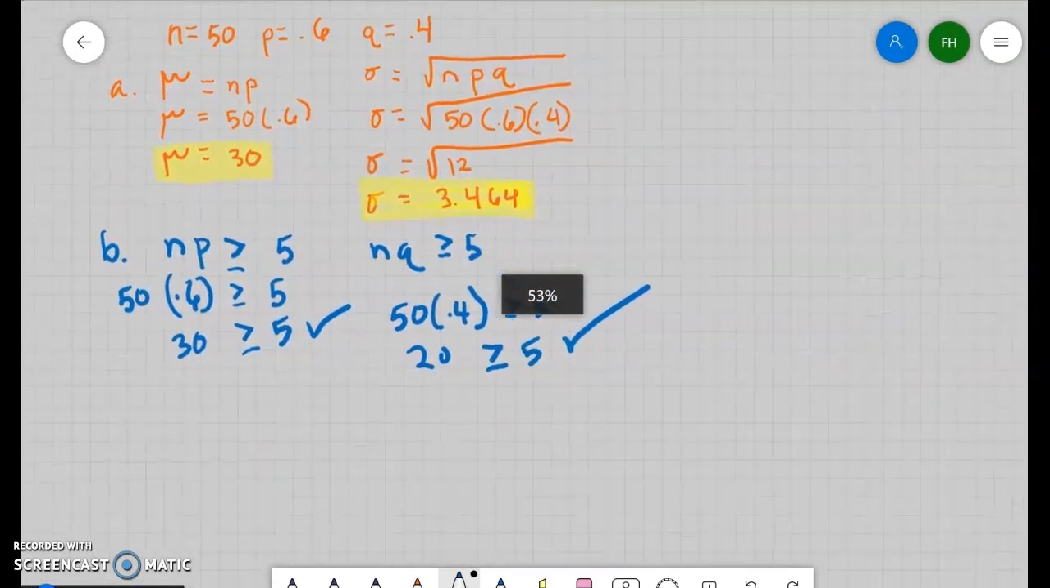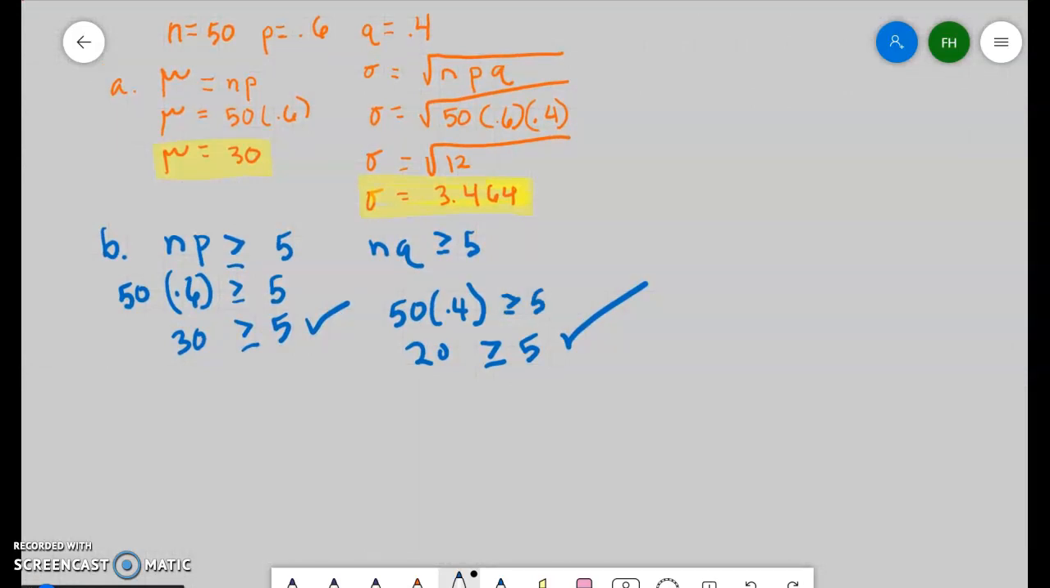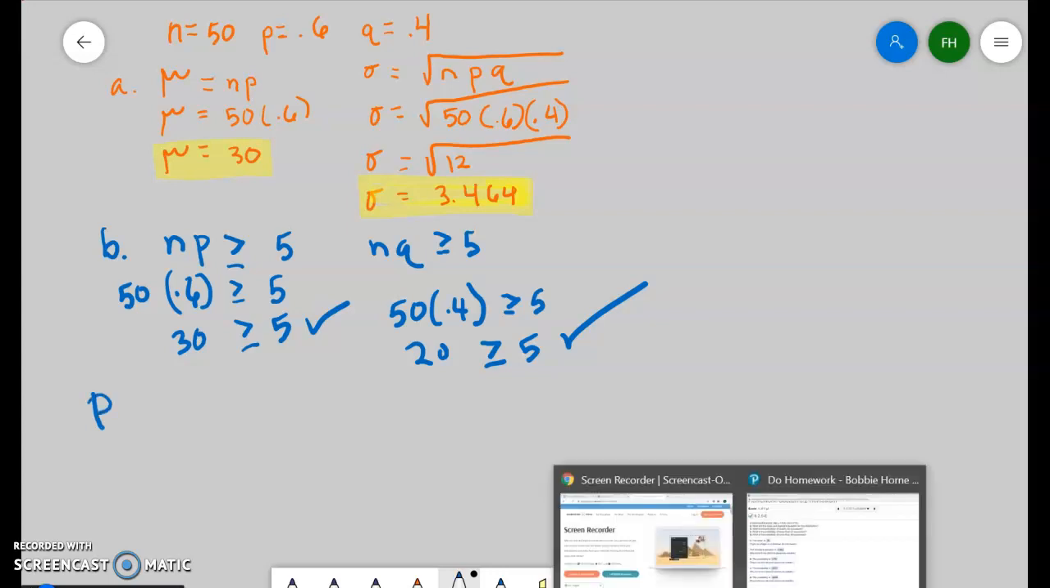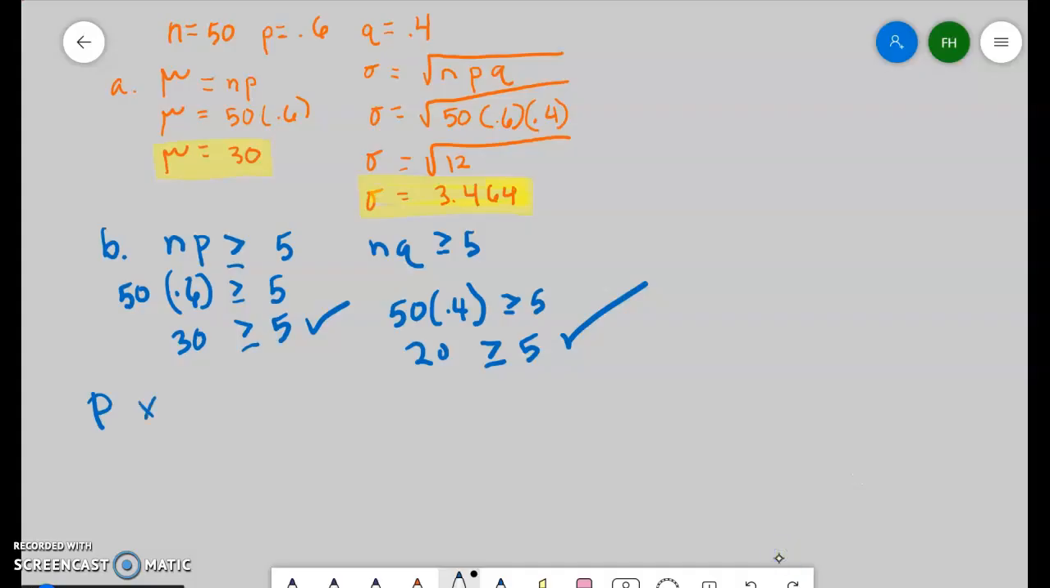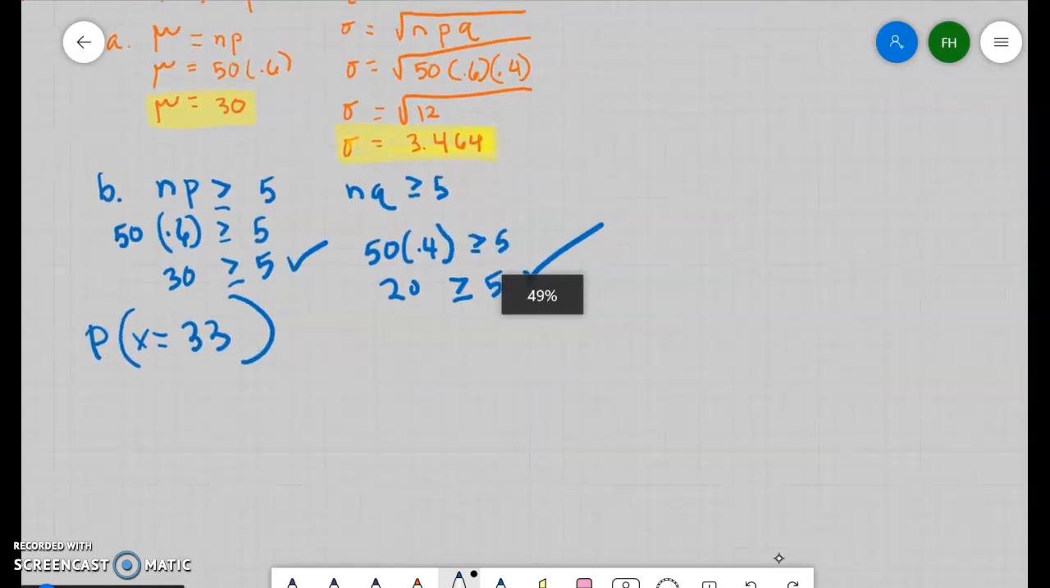So there are some adjustments that we're going to have to make, and it's basically, let's look at our probability here that we're trying to find, and then we'll go through that again. Probability of exactly 33 successes. So the probability of exactly 33 successes.